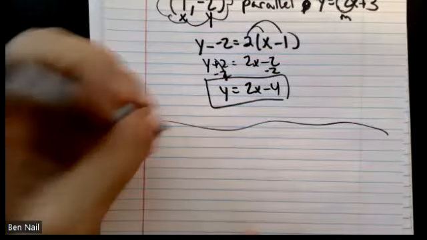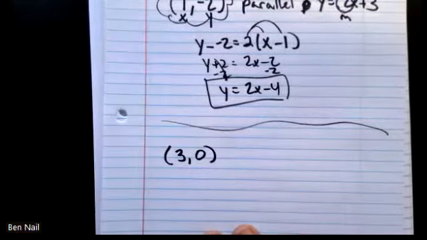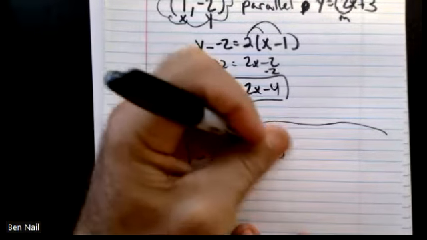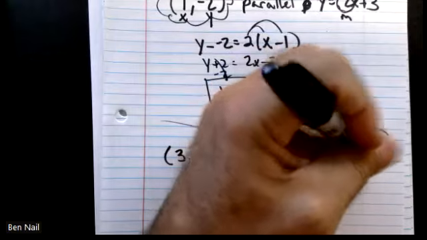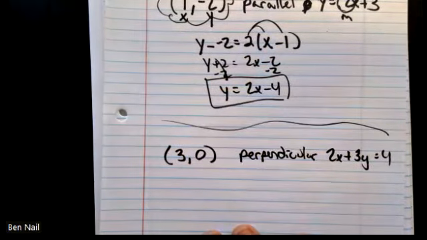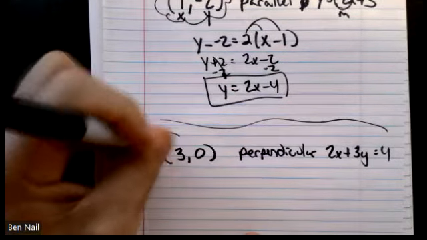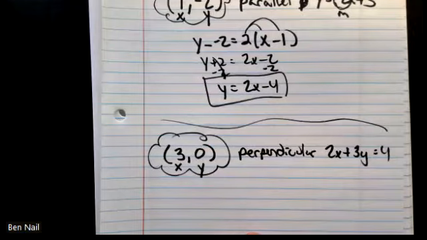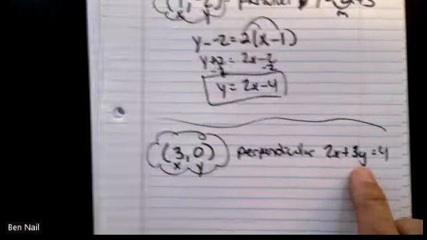Same thing if they did a perpendicular. I want a line that goes through this point that is perpendicular to this equation. Again, this is my coordinate that I'm going to use. This is the X, this is the Y that I need to use in my equation. The slope comes from all of this stuff. So I need the slope of this line.